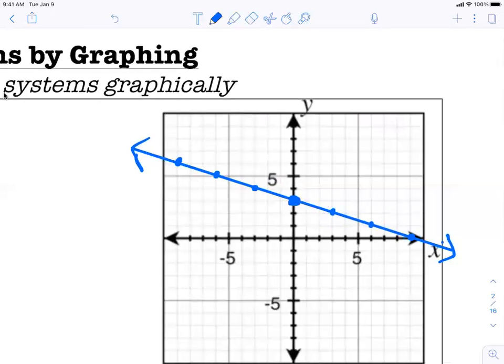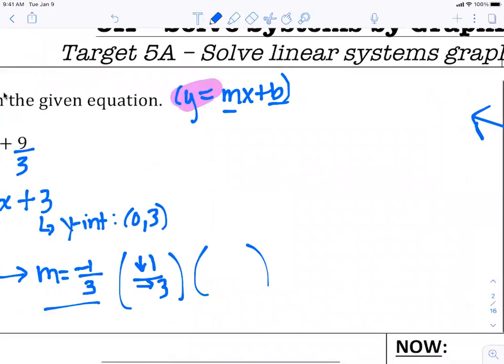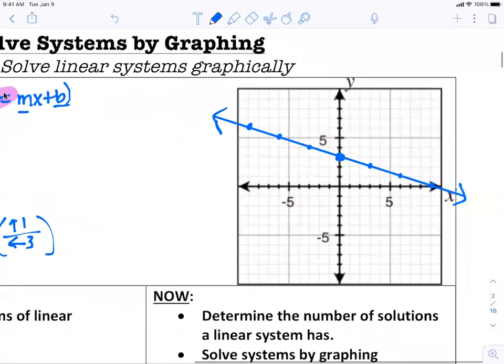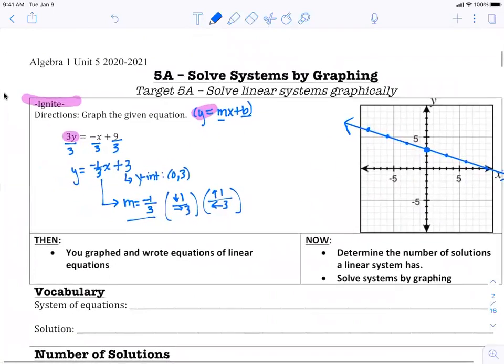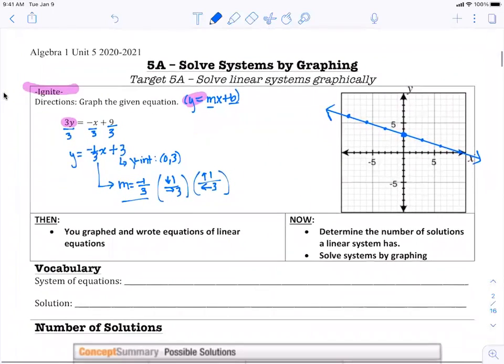Now remember, you can reverse that. Instead of going down 1, right 3, you can also go up 1, back 3. That's also the equivalent, the same thing basically. But remember, for graphing a line, especially for today, you want to make sure you fill in as many points as possible, because we're going to actually use those points to do the whole goal for today, which is something called solving a system.